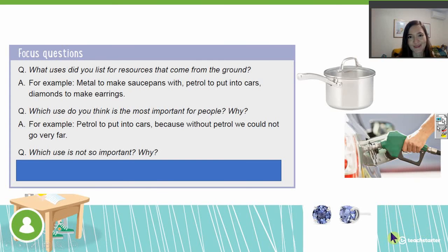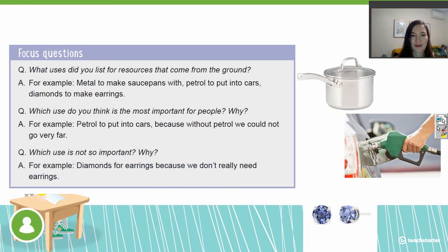I think we probably know this one. Which one's the least important? It would be the jewelry, so we don't really need jewelry.